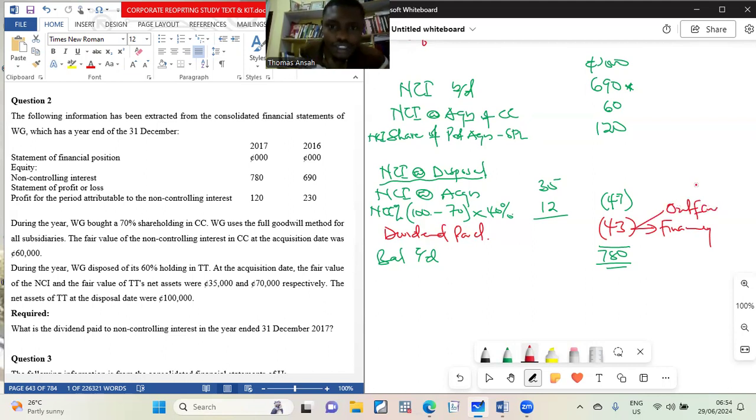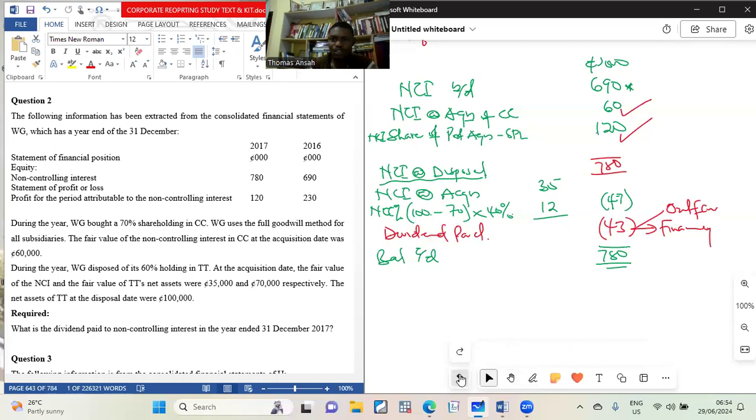All right. And this NCI, you see the 60 from acquisition, the share of profit, which you pick from the SPL. If this part is not in the question, it will end here, 780. Then you compare. So that is how you do everything. All right. It's as simple as that.